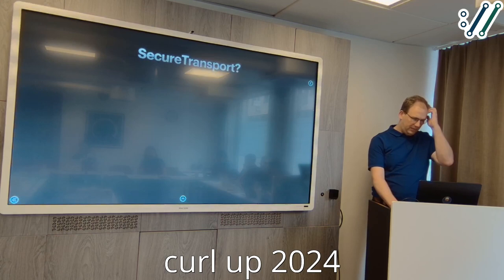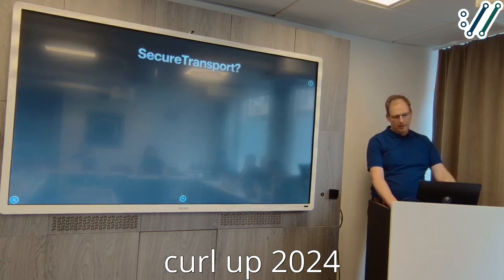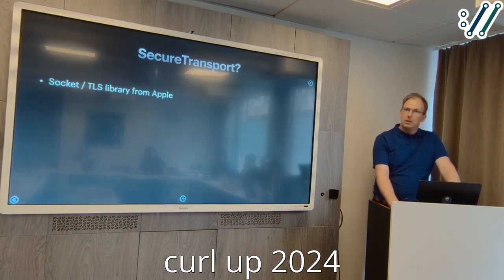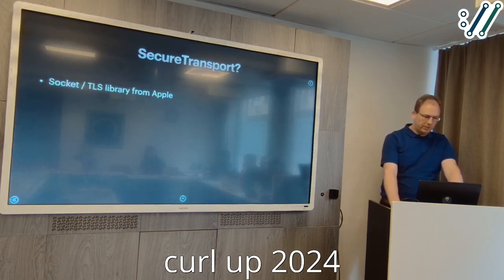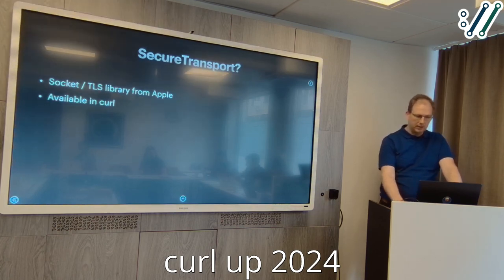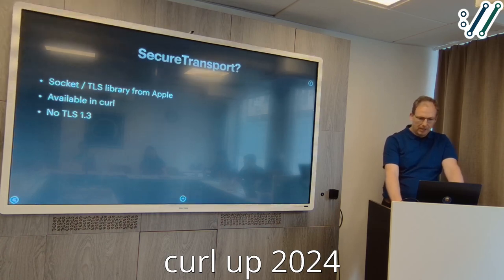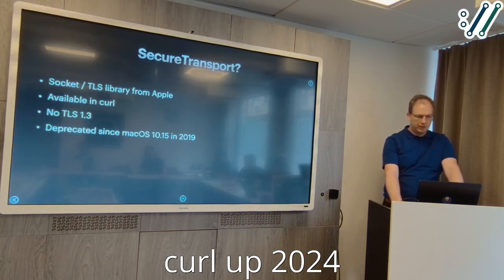Then there's Secure Transport, the library from Apple to abstract from the socket API and include TLS support, which is nice. It's available in curl. I built curl with that beside OpenSSL, but it doesn't do any TLS 1.3. And it got deprecated with macOS 10.15 in 2019, when the Network framework was introduced.